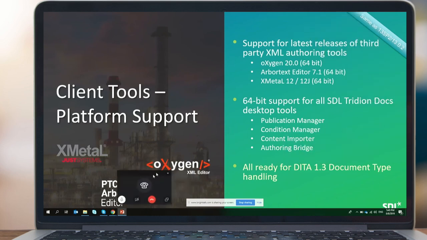Client tools have the same support in 14 versions as in 13 SP2. So Oxygen 20 version, RoboHelp 7.1, and XMetaL 12 and 12 Japanese, all of them 64-bit, are supported now. And all client tools have moved to 64-bit support: Publication Manager, Condition Manager, Content Importer, and Author and Bridge. And for sure, all our client tools are ready for DITA 1.3 document type handling.